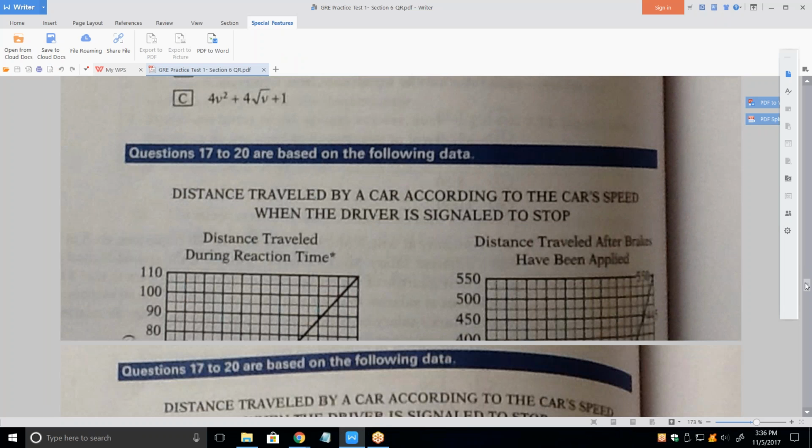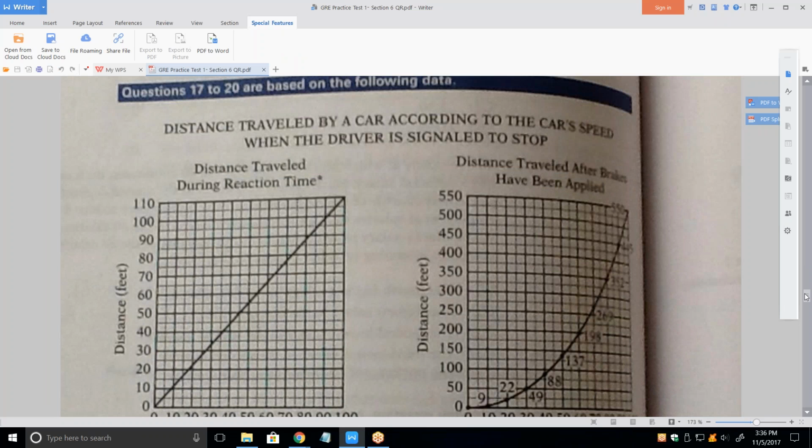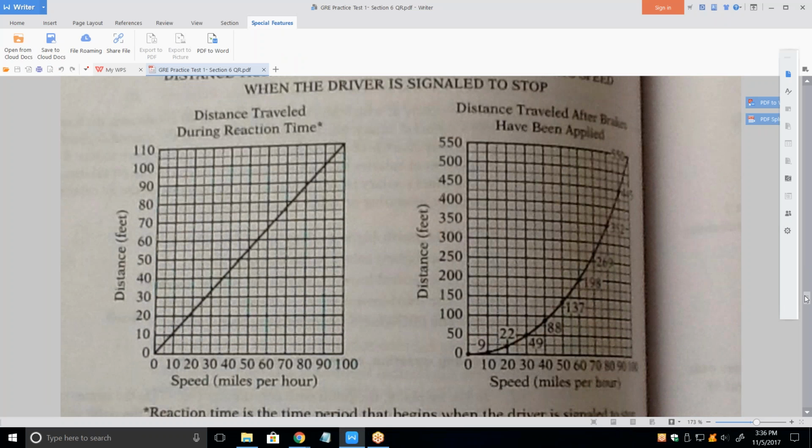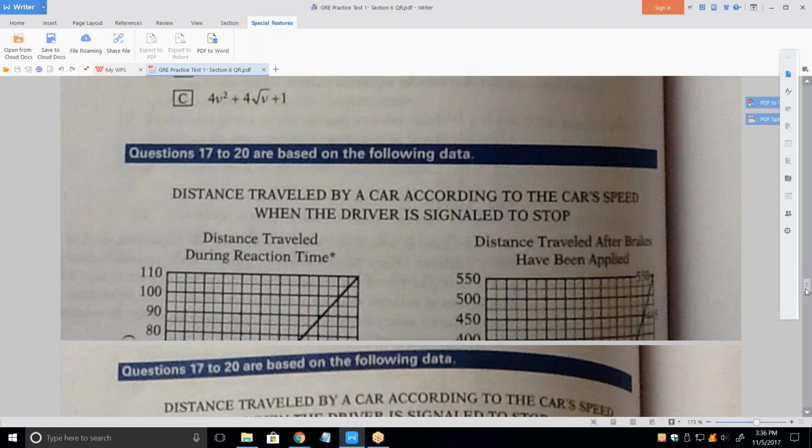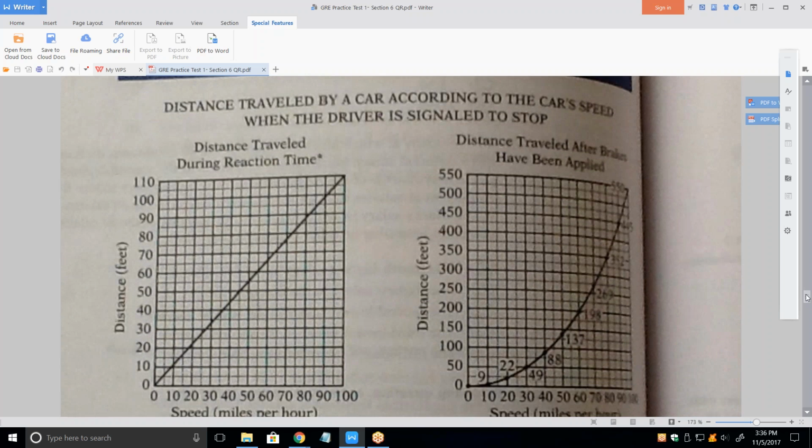All of these problems seem like they take a lot longer than they should, given that you only have 2.5 minutes average. But part of that is I'm explaining different approaches and stuff.